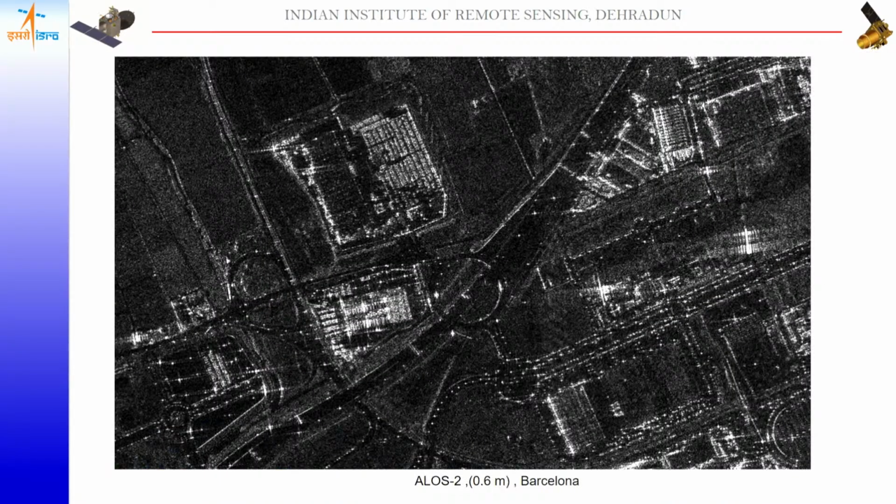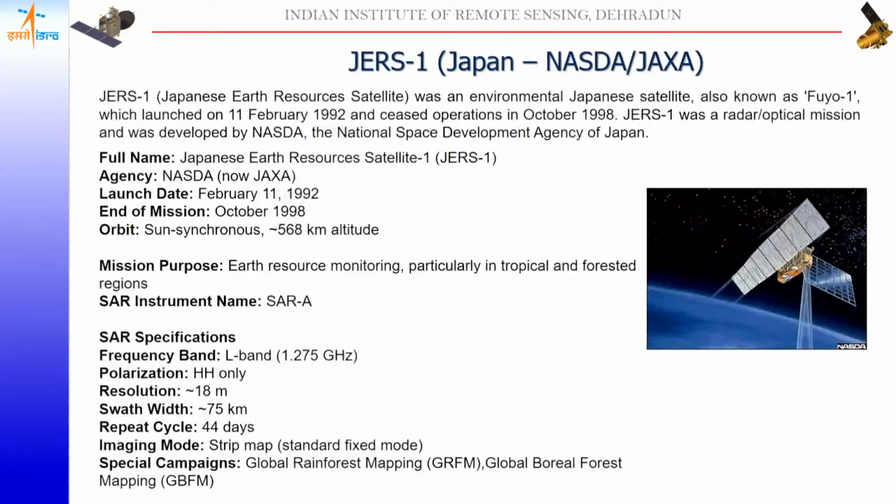You can see this is the ALOS-2 image of Barcelona at 0.6 meter. You can see the details, how well we can see a particular target in a SAR image. So this is the Barcelona image.